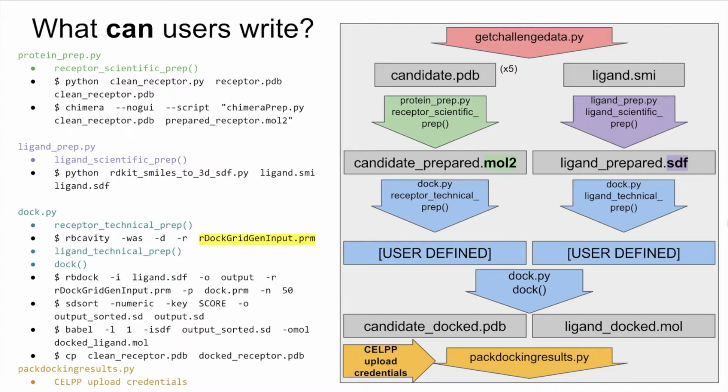Again, we don't want to get too restrictive with file formatting, so the technical preparation steps pass on a list of file names that will be copied into the docking folder. Also, note that we didn't define a ligand technical preparation step here, so the template code will just pass along ligandprepared.sdf and a list into the dock function.